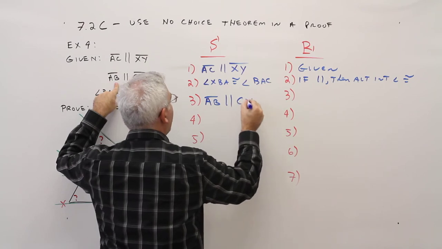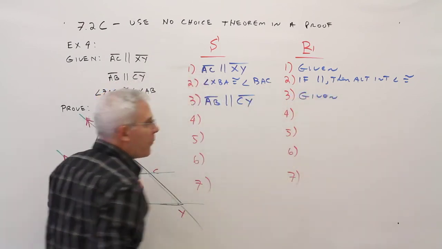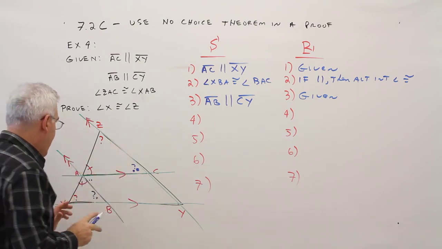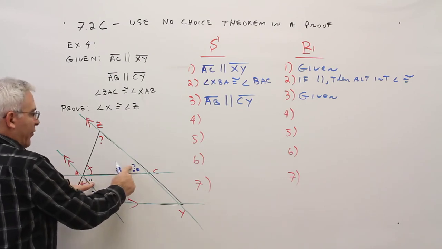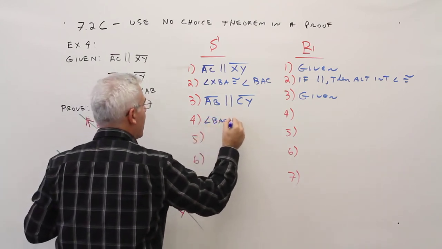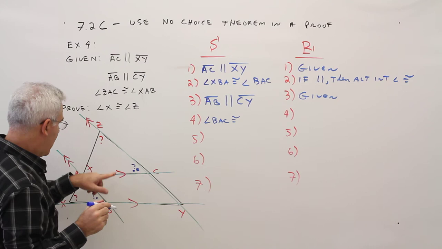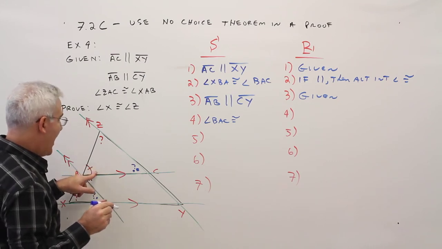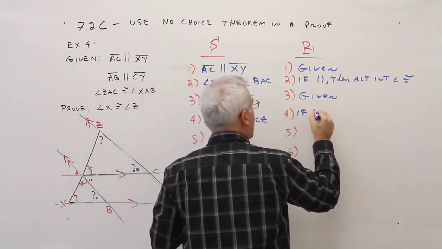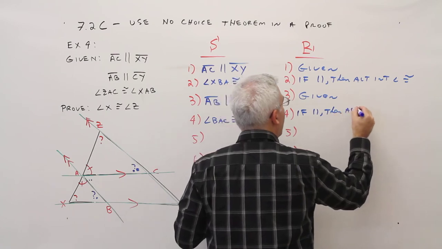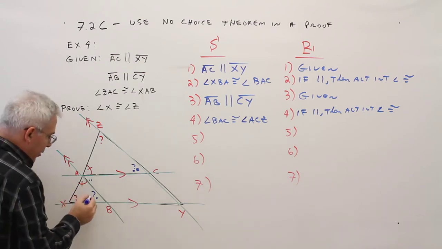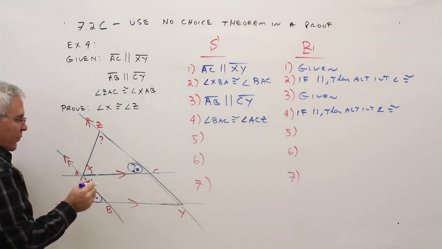AB is parallel to CY. That was given. And again, if AB is parallel to CY, then I'm going to have these being the alternate interior angles. So again, I'll call it angle BAC. Is going to be congruent to angle, I'll call it ACZ. If parallel, then alt interior angles congruent. Okay, so ultimately what I want to try to do is get those two to be congruent.